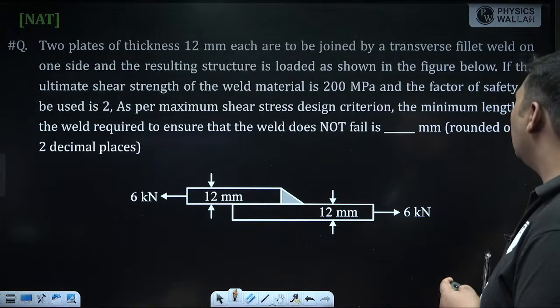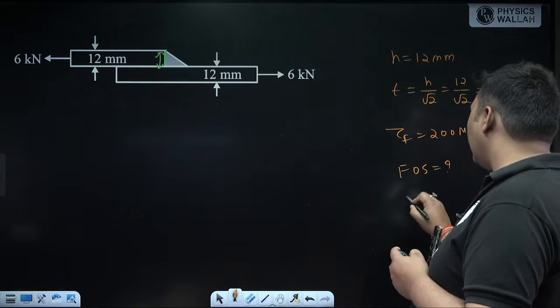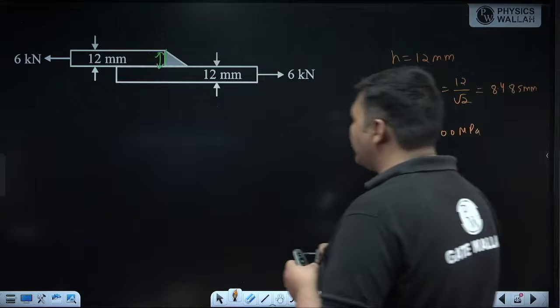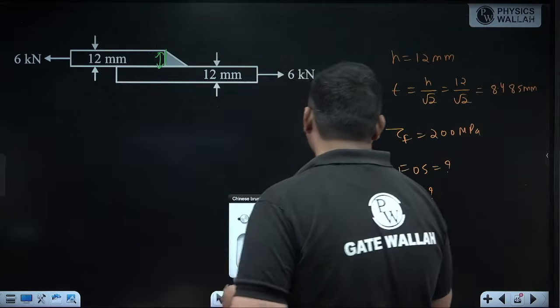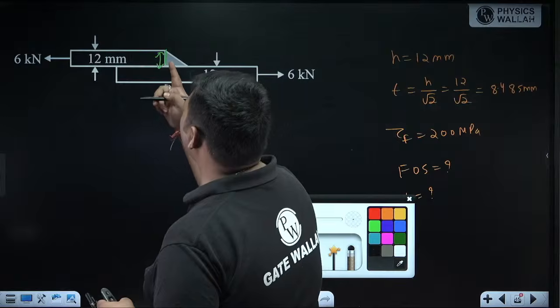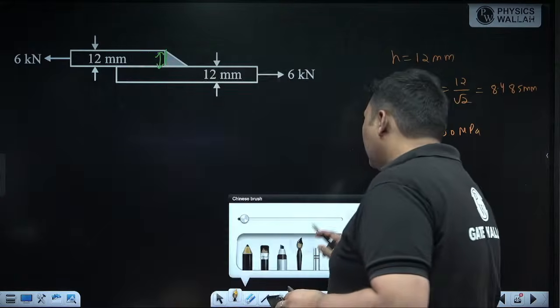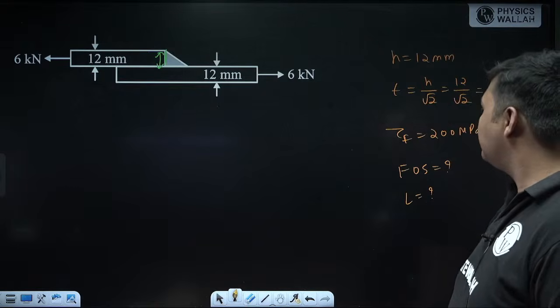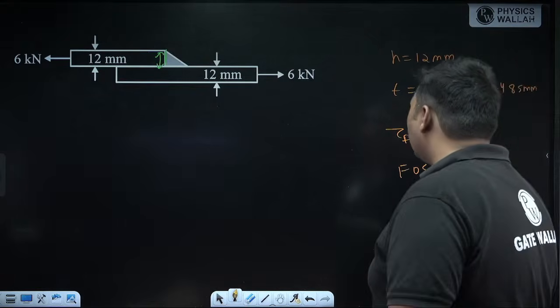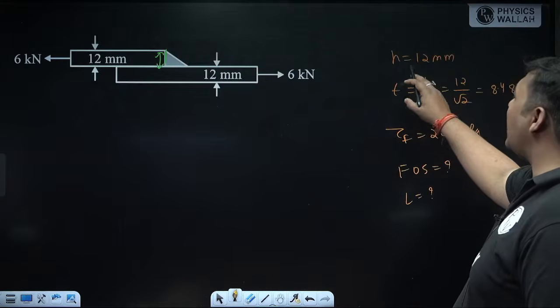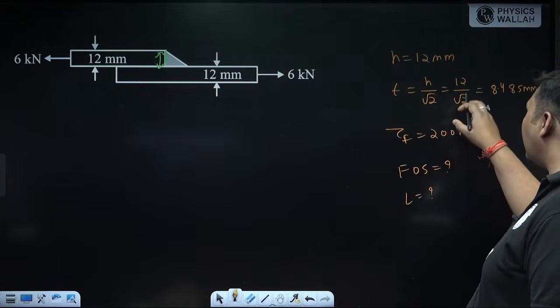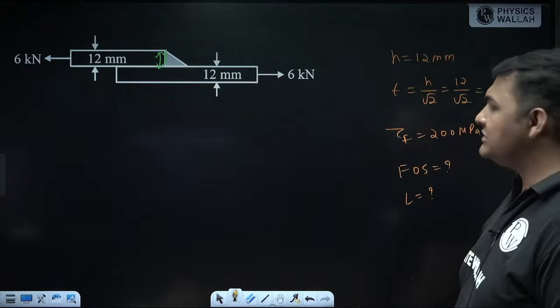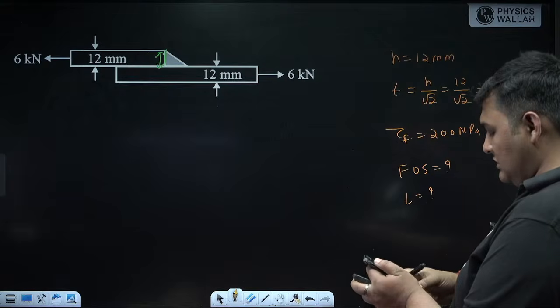What is the length of the weld required? So here it is a transverse fillet weld. Suppose the length of this weld is L. Only one weld is coming and the length of this weld is L. So here we will consider this in shear because we have to use shear criteria. Throat size of the weld is 12, so throat will be H by root 2. Calculate throat: 12 divided by root 2.